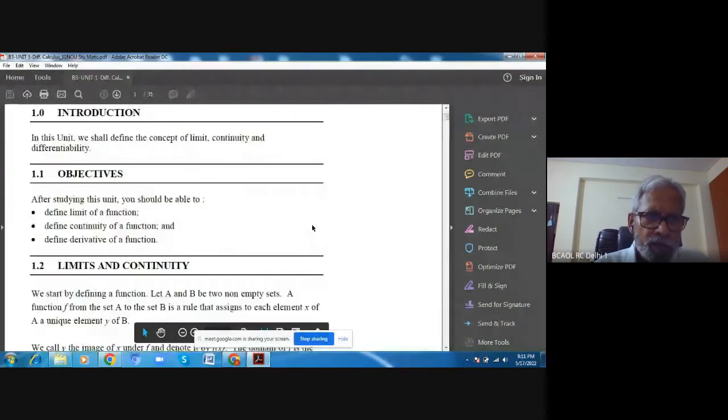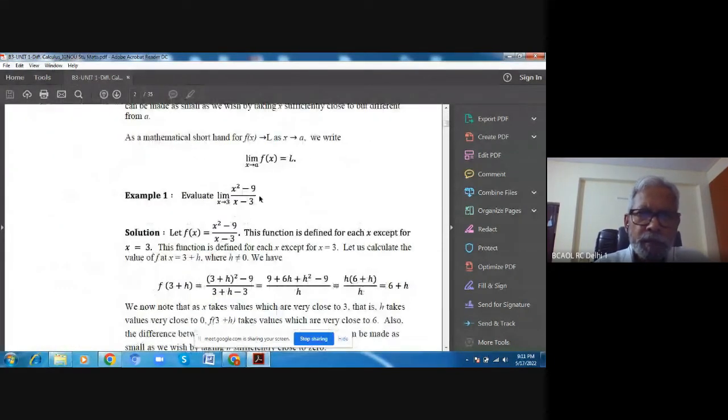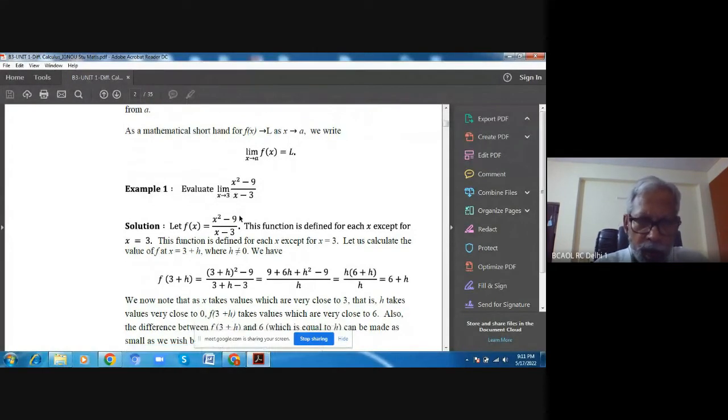There is only one formula that I think we have discussed. Limit also we have discussed. It's basically towards what the value of x is, that x only you have to put in.